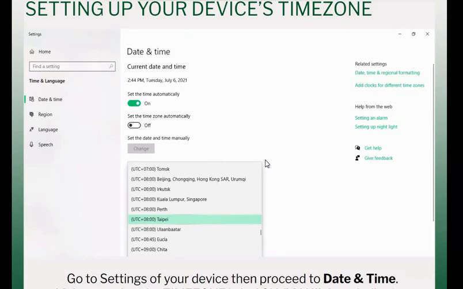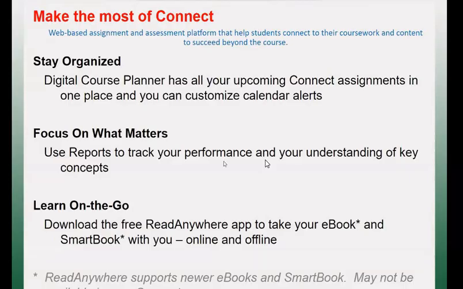Okay, so for Connect, here is how you can make the most of it. Connect is a web-based assignment and assessment platform that helps students connect to their coursework and content to succeed beyond the course. In Connect, you can stay organized since we have a digital course planner that has all your upcoming assignments or even announcements from your instructors. And it focuses on what matters, since we have reports or analytics here.